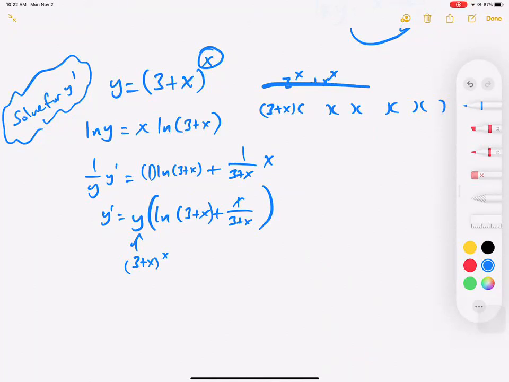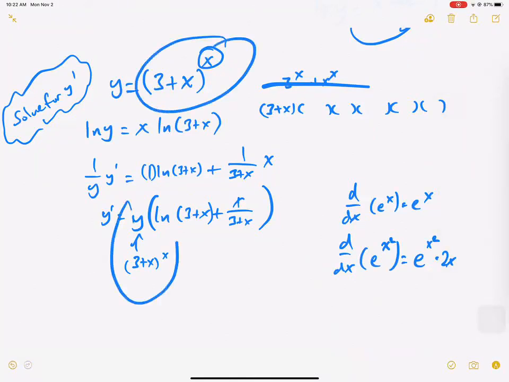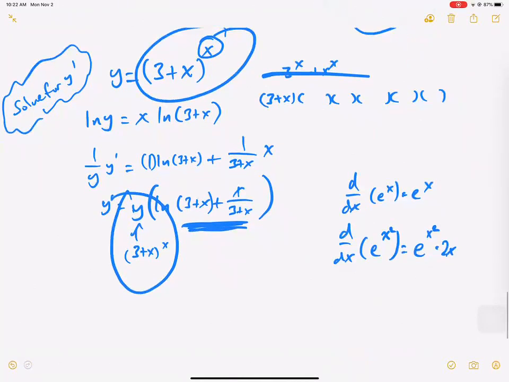So it kind of does look like our initial one, remember this? e to the x is just e to the x. If I write d over dx of e to the x squared, it's e to the x squared times 2x, chain rule. So this is kind of like that, where you keep your original y, and then we have some type of leftovers. But that's not an easy derivative. That turned out to be a product rule.